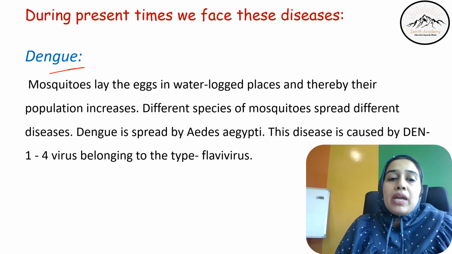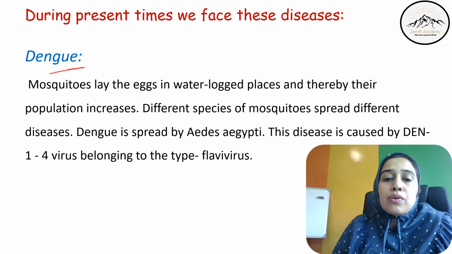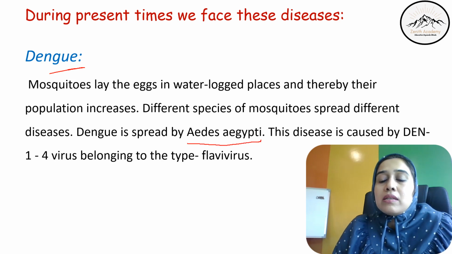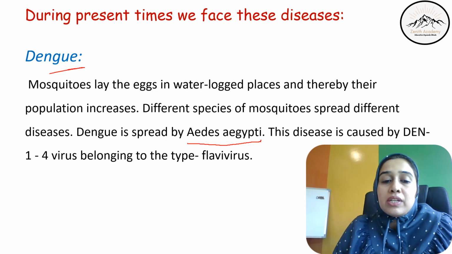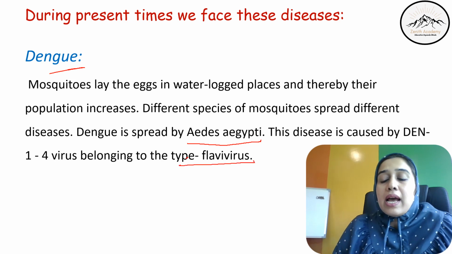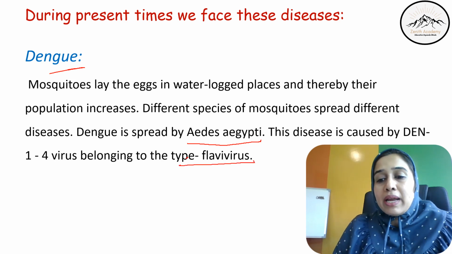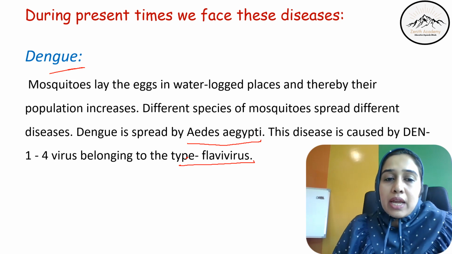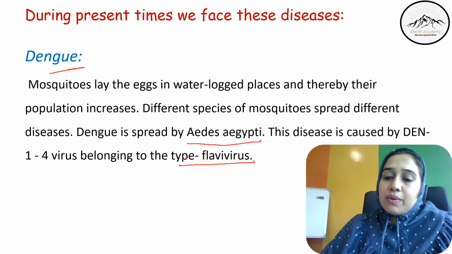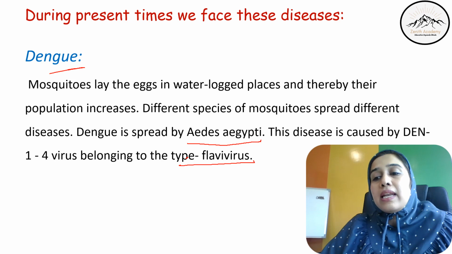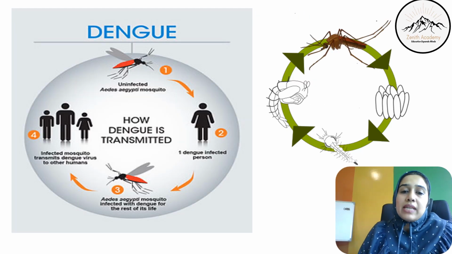Now dengue is caused by this mosquito called Aedes aegypti, and the virus that is present in this mosquito, the causative agent, is a virus belonging to the type flavivirus. As we know that malaria is caused by Anopheles mosquitoes, dengue is caused by Aedes aegypti mosquitoes. Let's see the life cycle and the transmission cycle.